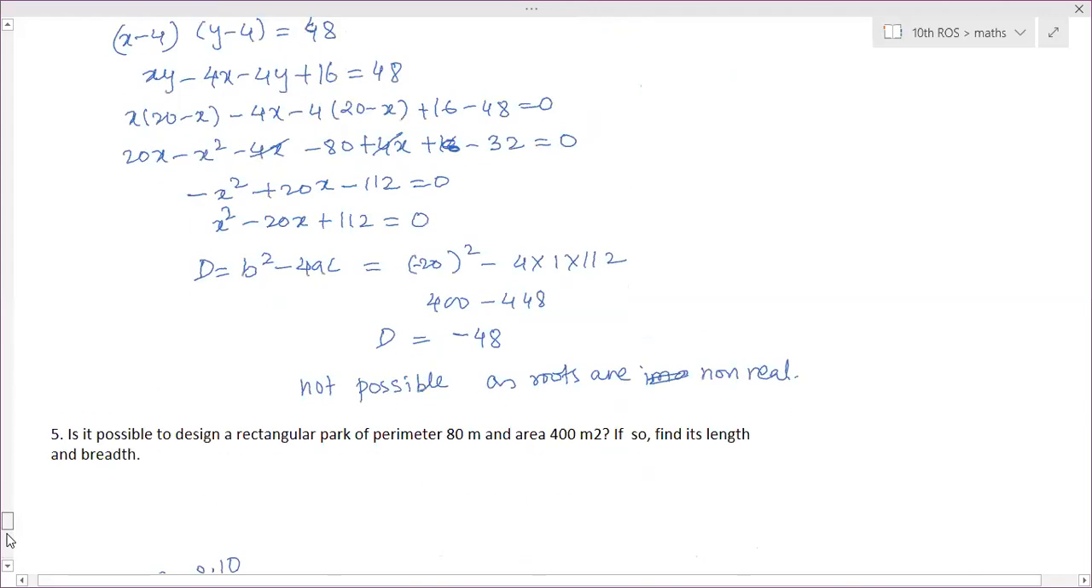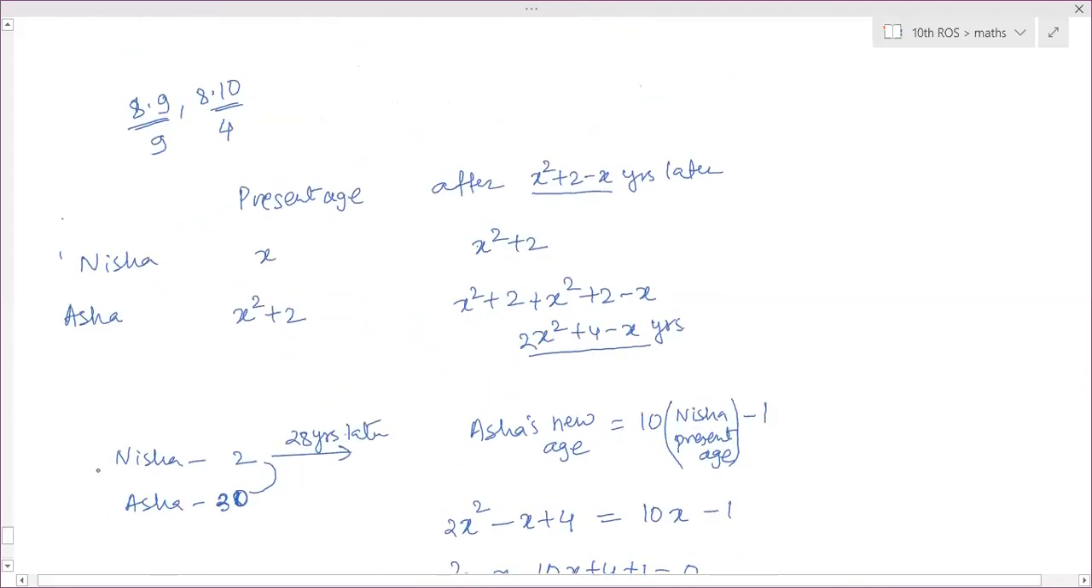First find out after how many years Nisha will become Asha's age. So right now the present age of Nisha is x and Asha's age is x square plus 2. So after how many years will Nisha become Asha's age? For that, one simple question has been given: if Nisha is right now 22 and Asha is 30, how many years after will Nisha become Asha's age?